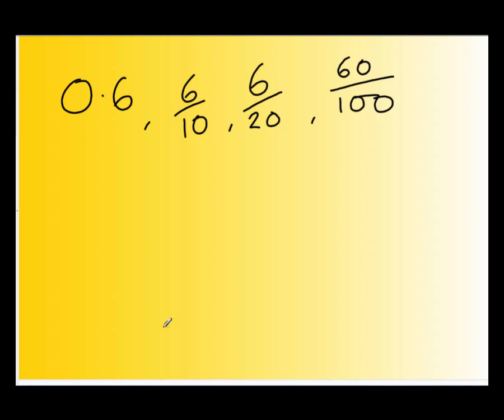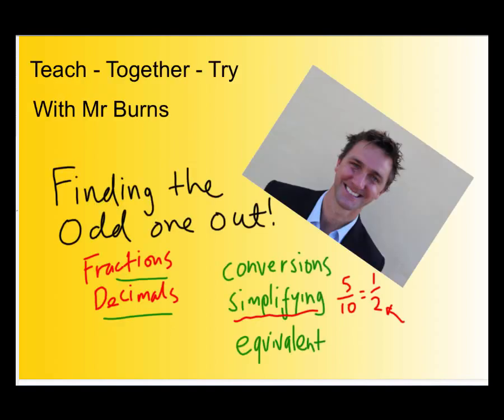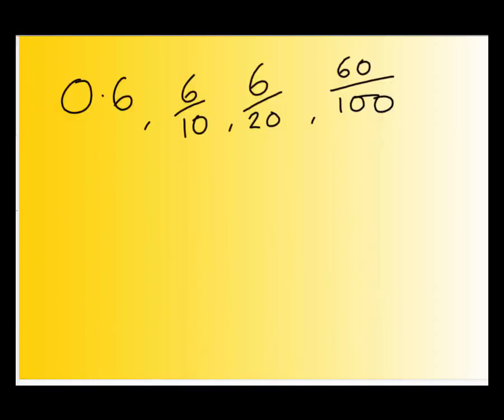This is going to involve all the things we've talked about, and I've actually provided videos already on conversions and simplifying and equivalent fractions, so I'm not going to go into too much detail there. I'm going to assume that you've got an idea about this sort of knowledge, and we're going to move to how you would use all of this to find the odd one out. So let's have a look here.